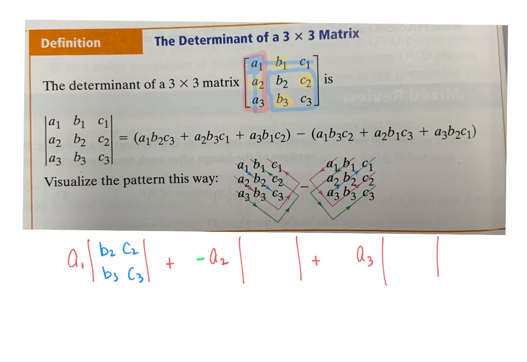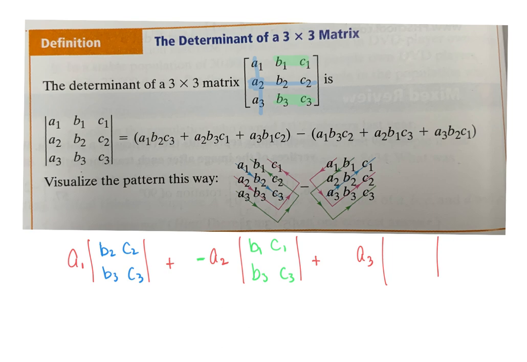Then I'm going to do the same thing with A2. So if I have A2 right here, I'm going to ignore the row and the column that A2 is in. And I'm going to take the 4 that are left over. So I'm going to say B1, C1, B3, C3.